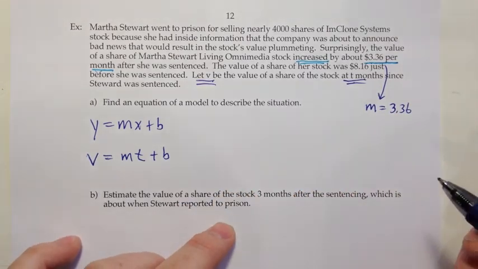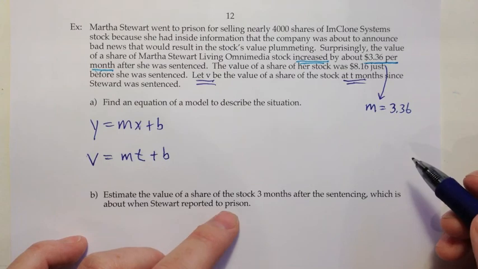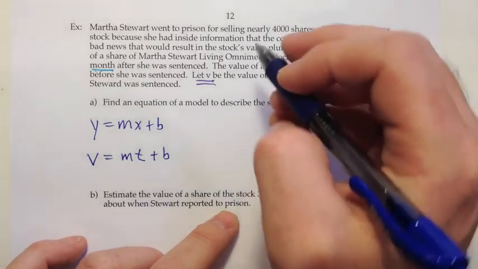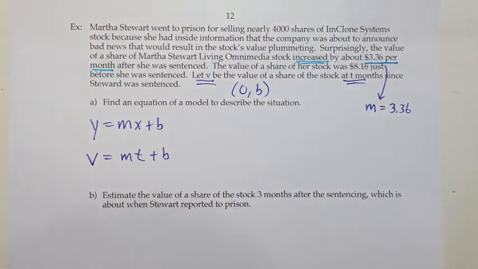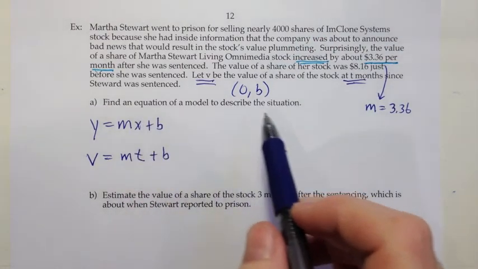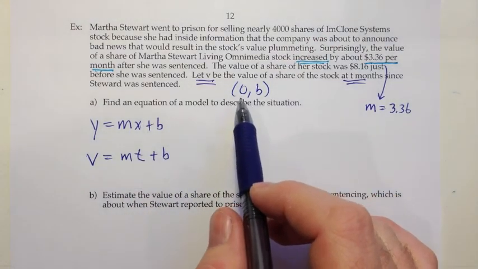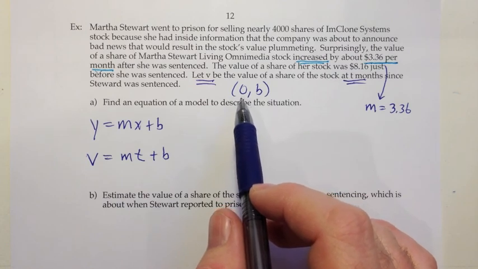So now we just need to find B. B is usually some initial value. B would be (0, B). So we want to think about 0 months since she was sentenced. Well, 0 months since she was sentenced as an input would mean at the moment she was sentenced.